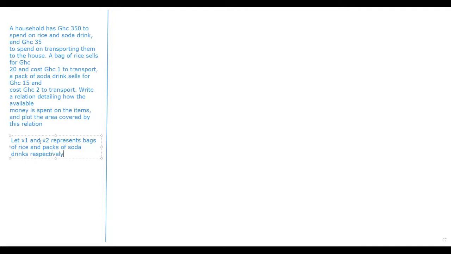You get it? So now, what is the unit cost of the rice? It is 20. So 20x1 plus, what is the unit cost of the soda drinks? It is 15, so 15x2. Now, first of all, we are dealing with resource constraint number 1. That is the amount spent, 350 Ghana cedis here. If you have something to spend, you cannot spend more than what you're having. So it is less than or equal to 350.